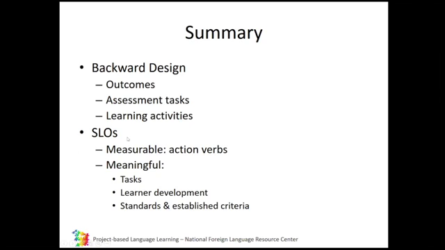And then we moved on to talk about SLOs and how to make SLOs measurable. We talked about using action verbs, which represent different cognitive tasks, from lower level to higher level cognitive tasks. And we talked about how to make your SLOs meaningful. Think about the real world task students have to perform. Unpack the skills and knowledge so that you can make sure students can achieve the tasks that you want them to achieve. Think about learner development, and scaffold learners from first performing more cognitively simple tasks to more cognitively complex tasks. Think about using the standards and establishing the criteria in a lot of nationally accepted rubrics.